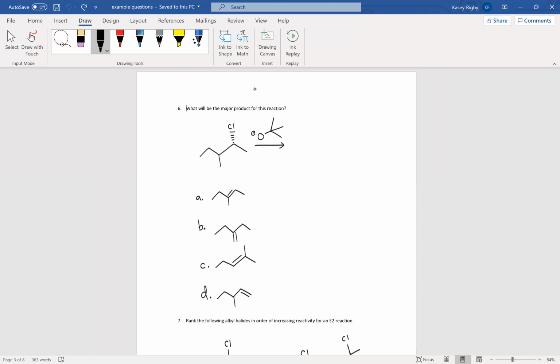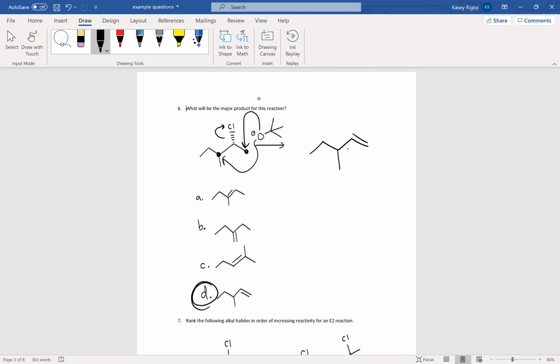So everything happens in one step. The Cl leaves, and then our O negative is going to attack one of our beta carbons. However, notice how this is a strong, bulky base. It's bulky, so it's not going to attack this one right here to make our major product. Instead, it's going to attack this less substituted carbon over here to make the major product. So that means our product is going to look like this. Okay? So that means our product is D here. Does that make sense to everybody?